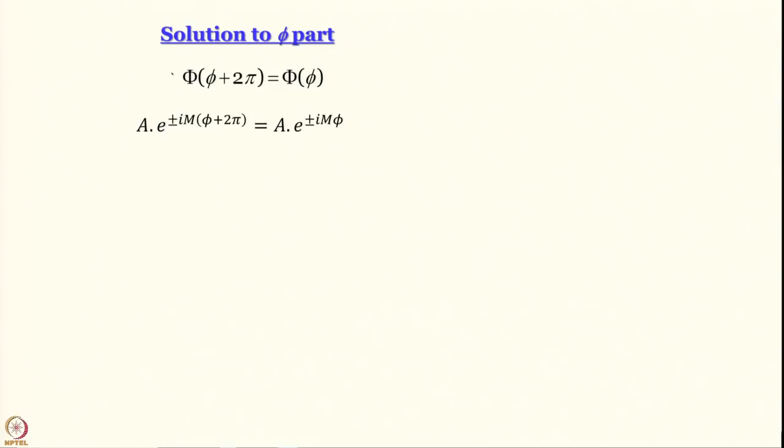Now, if capital phi at phi plus 2 pi is equal to capital phi at phi, then we can write A multiplied by e to the power plus minus i m (phi plus 2 pi) is equal to A multiplied by e to the power plus minus i m phi, right. So, what is the solution? First solution one might think is e to the power plus minus i m phi multiplied by e to the power plus minus i m 2 pi is equal to e to the power plus minus i m phi. e to the power i m phi, e to the power i m phi cancel, you are left with e to the power i m 2 pi is equal to 1.